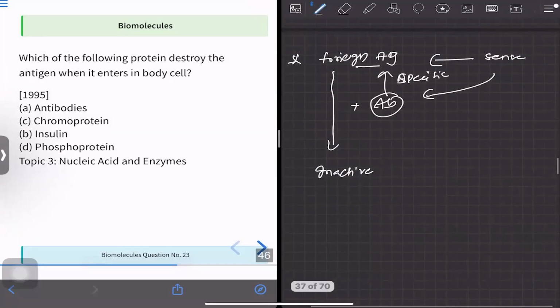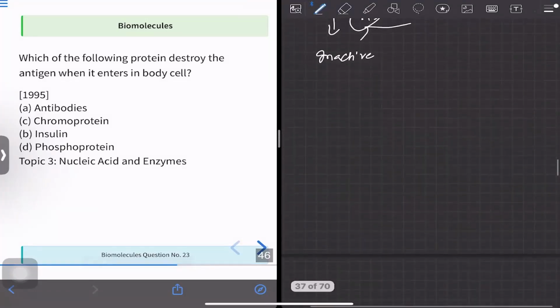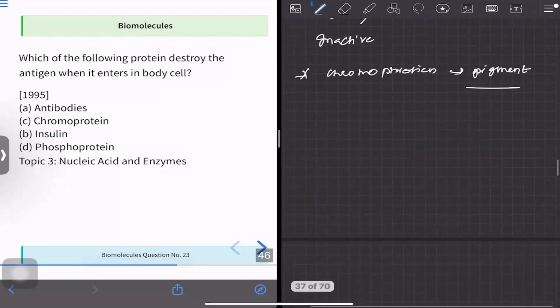See, this is our defense mechanism. Whenever our body senses foreign antigen, it releases antibody in a specific manner which is specific to this antigen only. Then it combines with antigen and forms antigen antibody complexes and makes the antigen inactive. So option will be A. Option B is chromoprotein. Chromoprotein is the one which gives pigmentation to the tissue. Chromoprotein is a type of protein which gives pigmentation to the tissues.